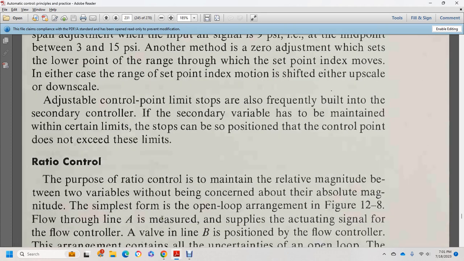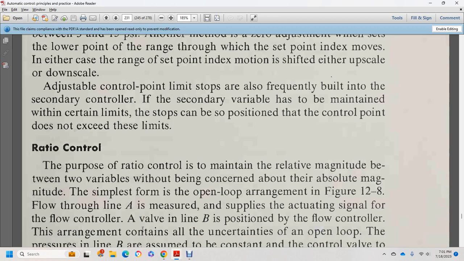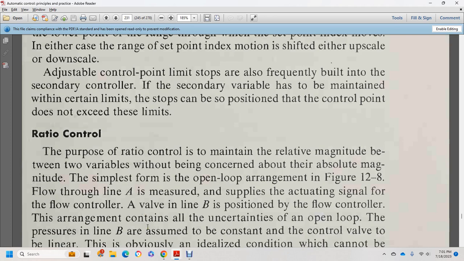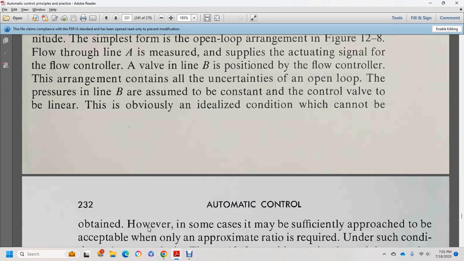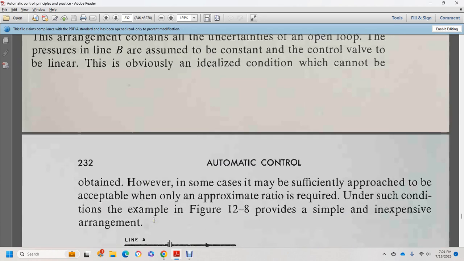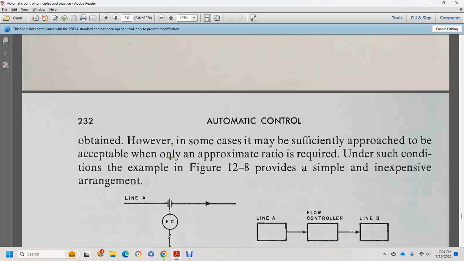The purpose of ratio control is to maintain the relative magnitude between two variables, which we are concerned with above the absolute magnitude. The simplest form is the open loop arrangement, figure 12.8, for the flow through line A, the measured supply, with the actuating flow control valve in line B, the position for the flow controller. The arrangement contains the uncertainties of the open loop, while the pressure in line B is assumed constant for the control loop. The linear ratio is obviously an idealized condition which cannot be obtained. However, in some cases it may be sufficiently approached to be acceptable where only approximate ratio is required, for example in 12A, which provides a simpler and inexpensive arrangement.